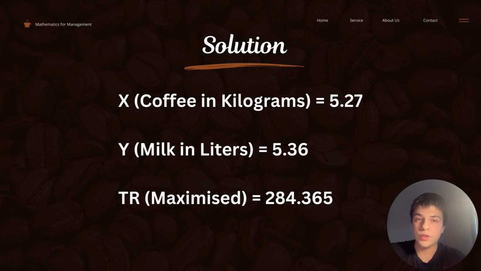Now we know the numbers, we just plug them into our total revenue function and we get the maximization of total revenue, which equals 284.365.